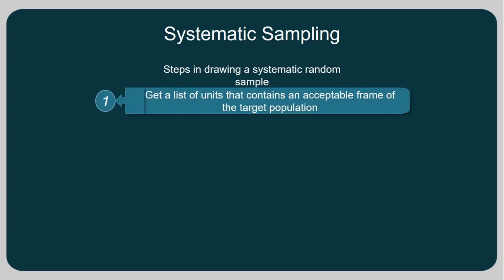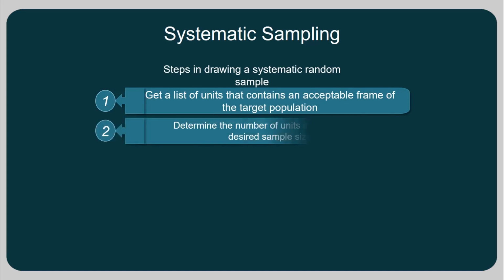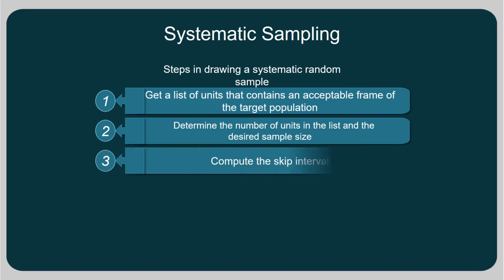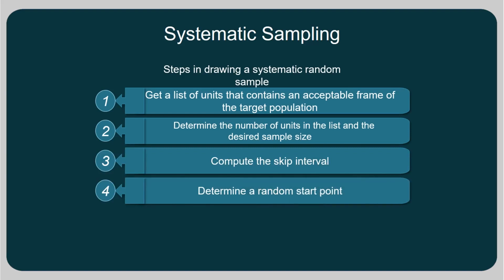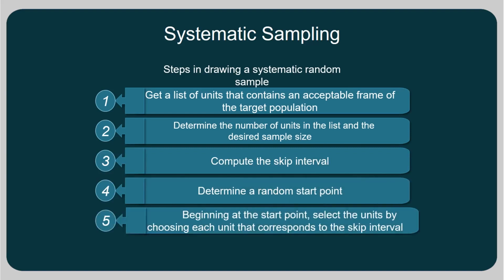Get a list of units that contains an acceptable frame of the target population. Determine the number of units in the list and the desired sample size, compute the skip interval, determine a random start point. Beginning at the start point, select the units by choosing each unit that corresponds to the skip interval. Now let us see an example of systematic random sampling.